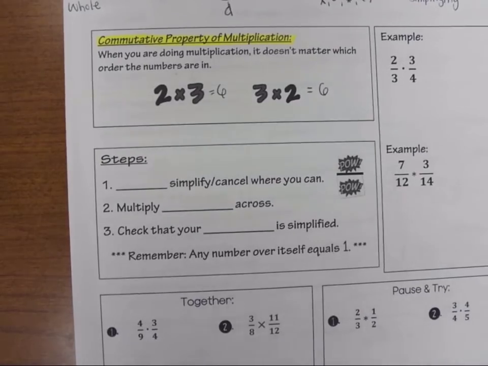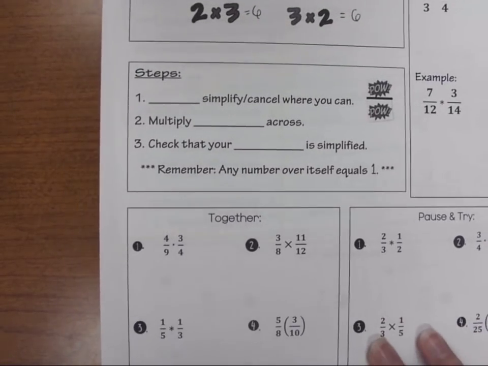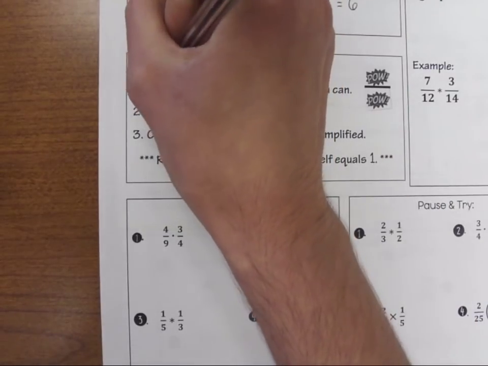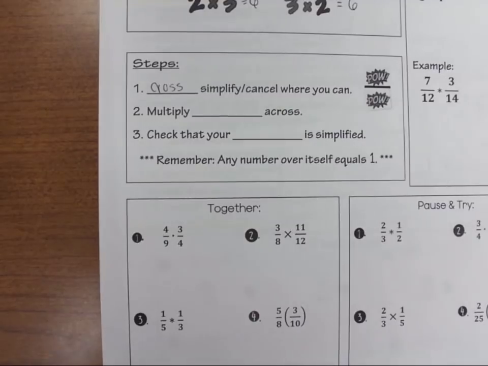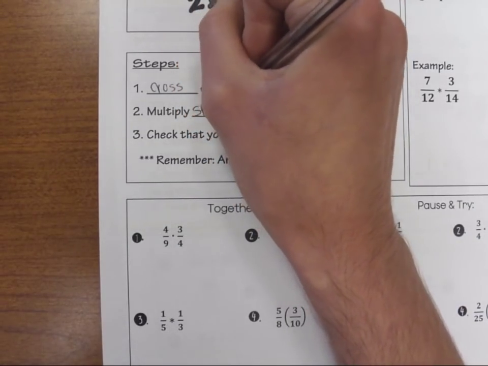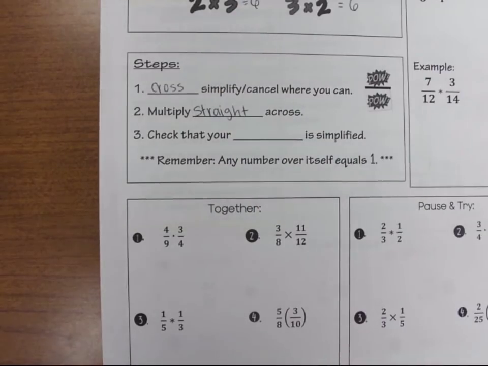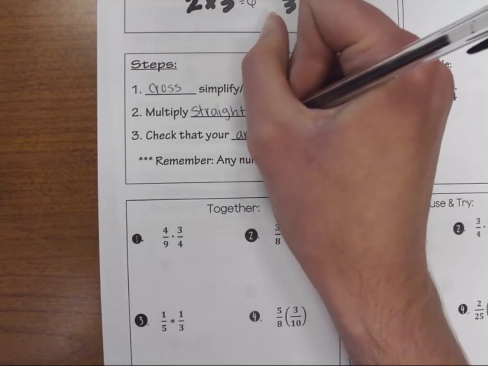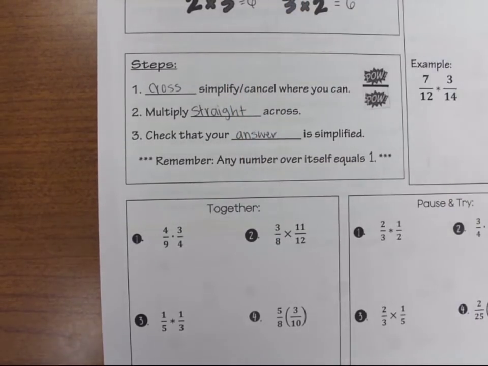Okay, before we're ready to multiply fractions, let's go through the steps. Step 1, we want to cross, simplify, or cancel wherever we can. We'll see what that looks like in just a minute. Step 2, we want to multiply straight across. And finally, we want to check that our answer is simplified, like we were doing yesterday.